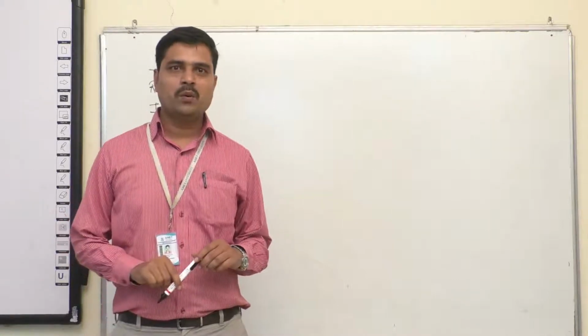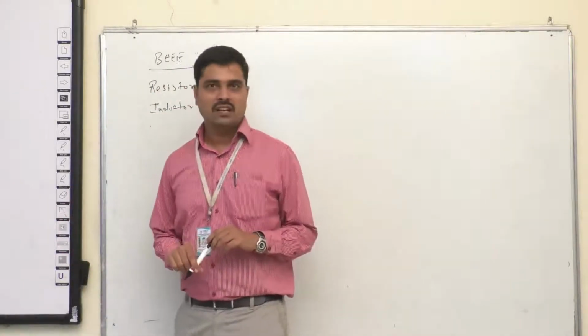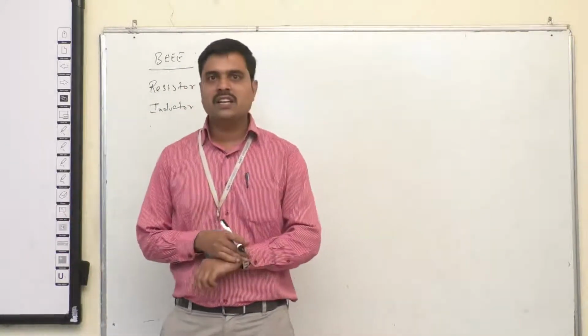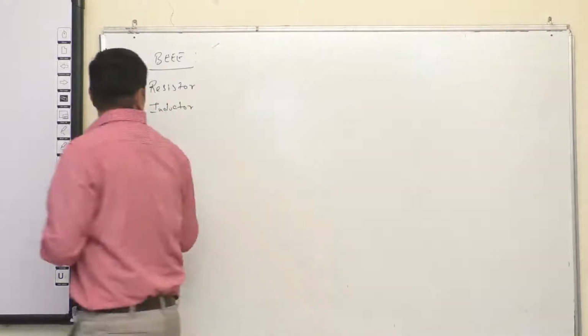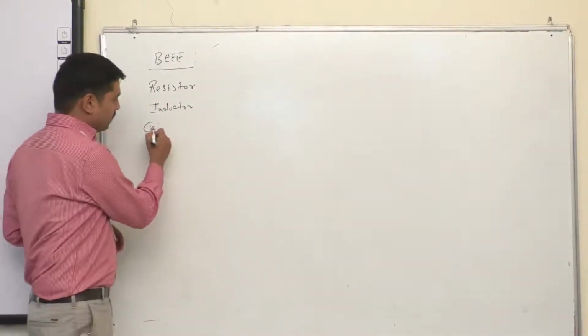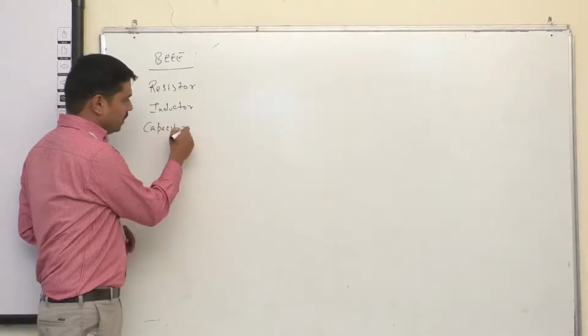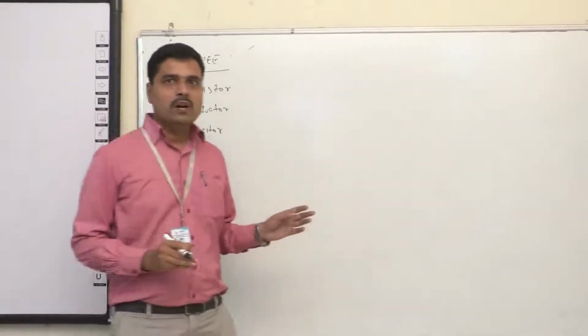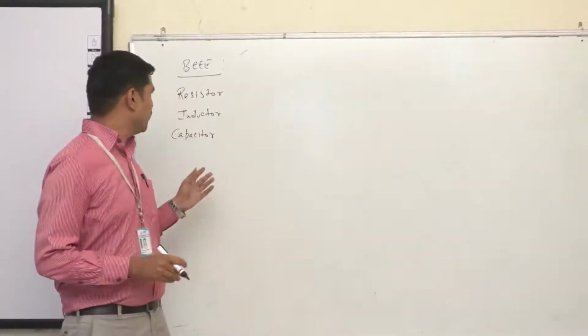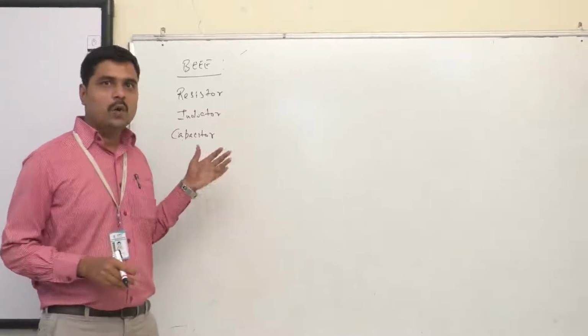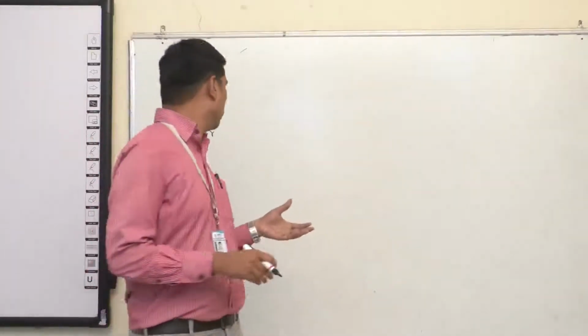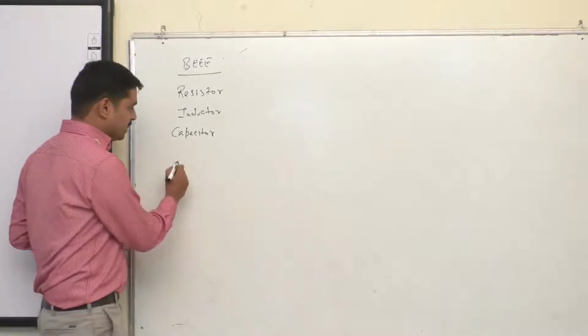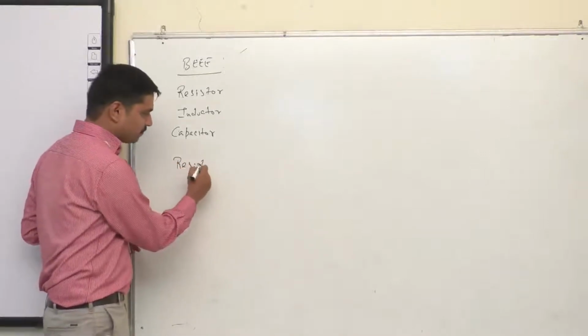Very good morning. Today we are going to discuss the basics of electrical. If you see electrical, there are three very important things: resistor, inductor, and capacitor. We will discuss them one by one. What the resistor will do, what the inductor will do, what the capacitor will do, and how each will react when connected to the circuit. First we will discuss the resistor.